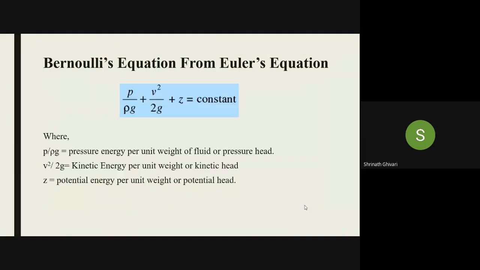Okay, fine. So Bernoulli's equation from the Euler's equation is p/(rho g) plus v squared by 2g plus z equal to constant, where p/(rho g) is the pressure head, v squared by 2g is the kinetic head, and z is the potential head. The addition of all these is known as the total head. Total head is equal to pressure head plus kinetic head plus potential head. So this is the equation for Bernoulli's.